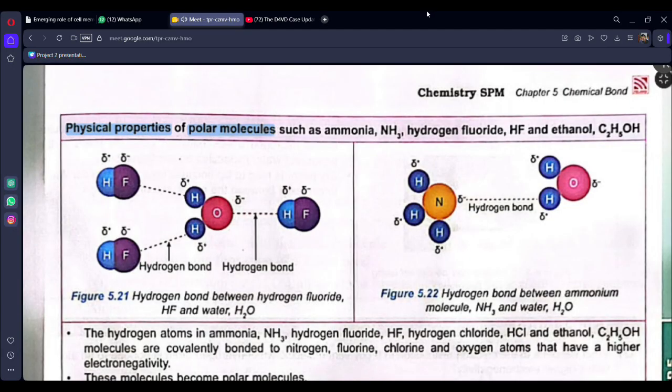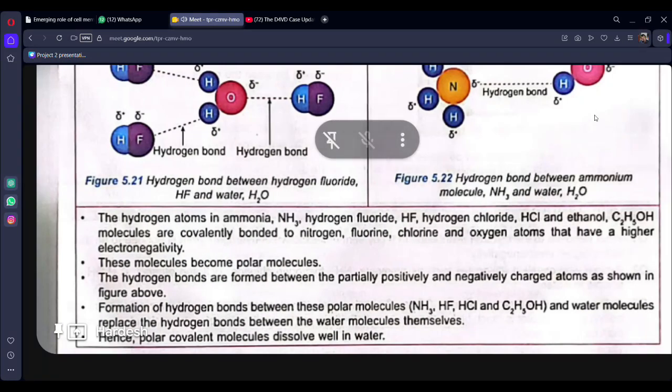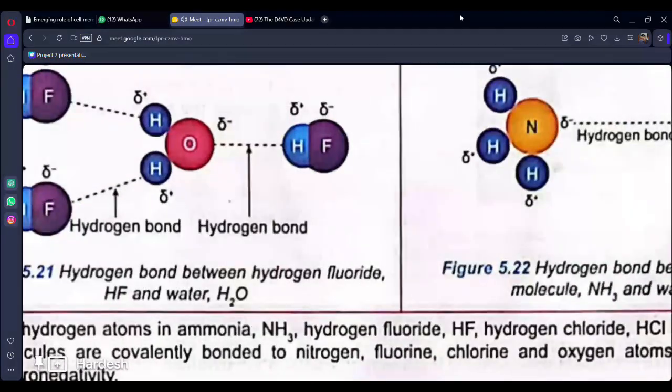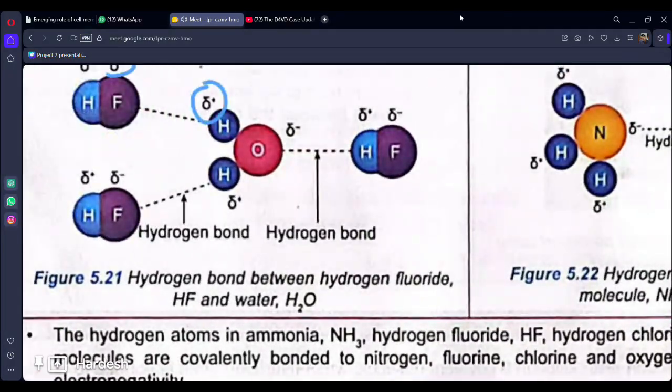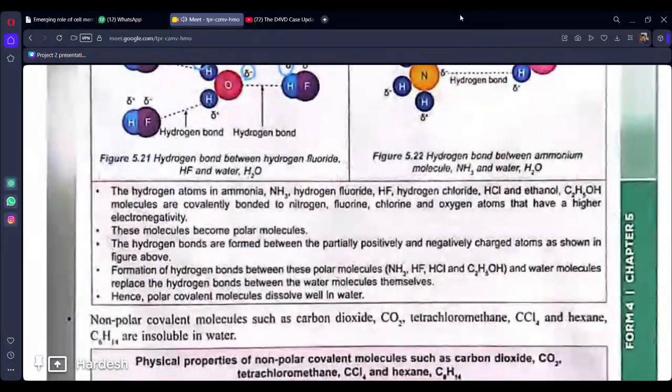Okay, so this is hydrogen fluoride. This is water. So it's being surrounded by hydrogen fluoride. This hydrogen fluoride will form hydrogen bonds with water. How and why? Okay, let me explain. Because water here will be partial positive, this will be partial negative. So they will bond.